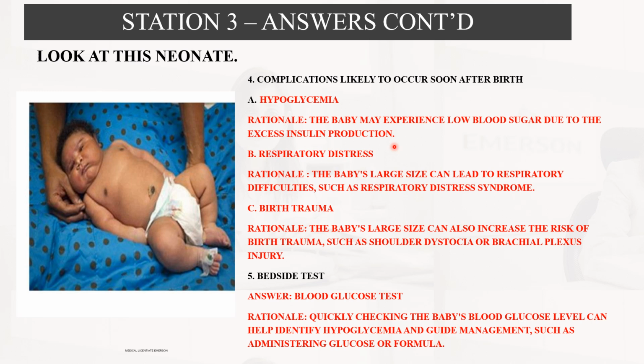Okay, so let's go to the other complications. Another complication is respiratory distress. Why respiratory distress? Because the baby's large size can lead to respiratory difficulties such as respiratory distress syndrome. Then another one is birth trauma. The baby's large size can also increase the risk of birth trauma such as shoulder dystocia or a brachial plexus injury. Those are some of the complications, but of course there are a lot of others as well.